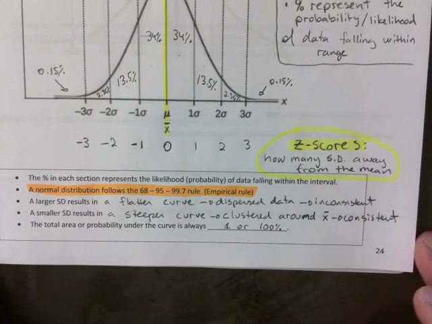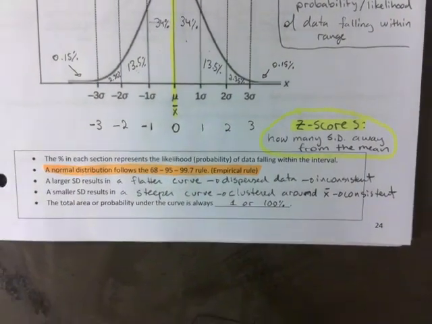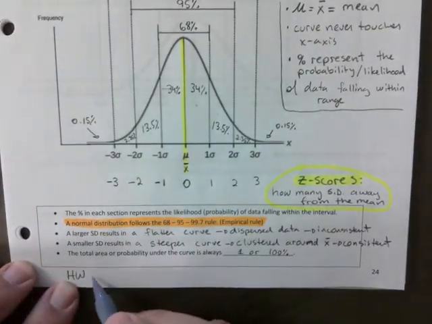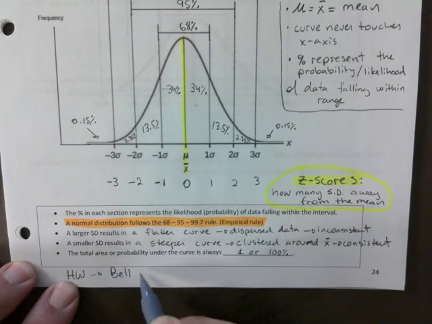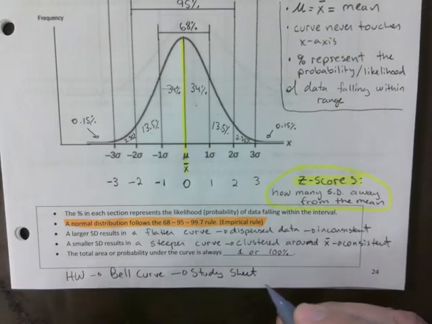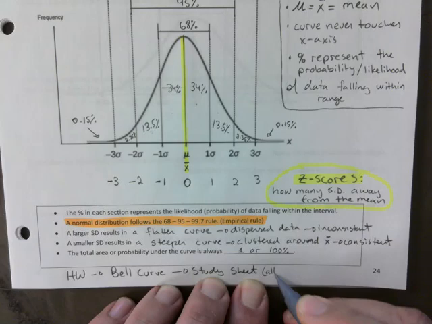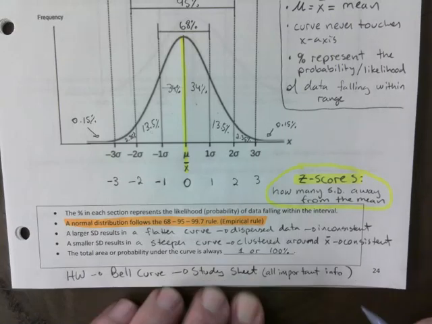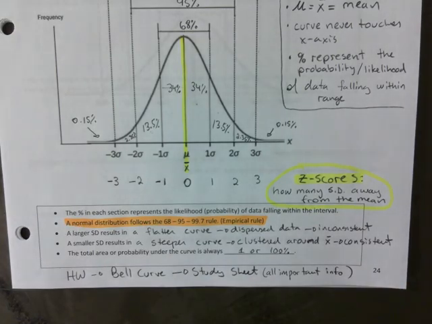And I'm going to leave it here. So your homework is to have this bell curve. Okay, homework. Bell curve to study sheet. All important info should be on there. And maybe you might put too much stuff on there. I'd rather have that than not having enough. So if you need to erase later on, go for it. That's going to be part of your homework.